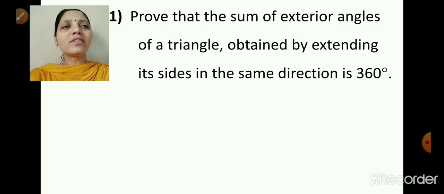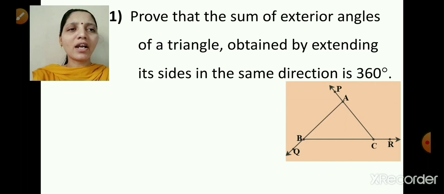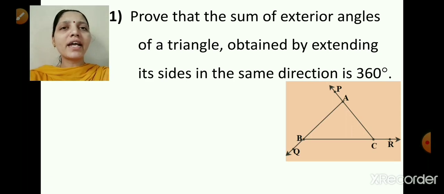Now let's try to solve one problem based on this remote interior angles theorem. Prove that the sum of exterior angles of a triangle obtained by extending its sides in the same direction is 360 degrees. So let's draw a diagram here. Here I have drawn triangle ABC and I have extended each side of the triangle to different points. So let's say side BC I have extended to point R, side AC I have extended to point P, and side AB I have extended to point Q.